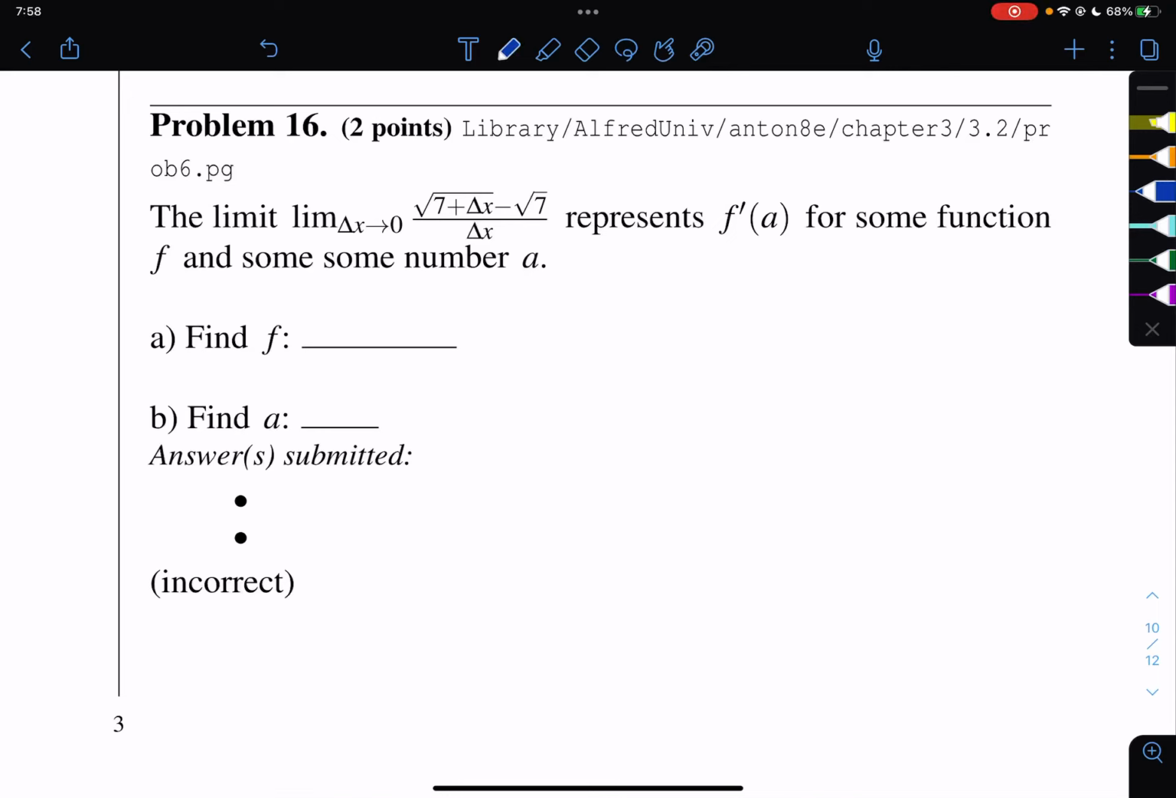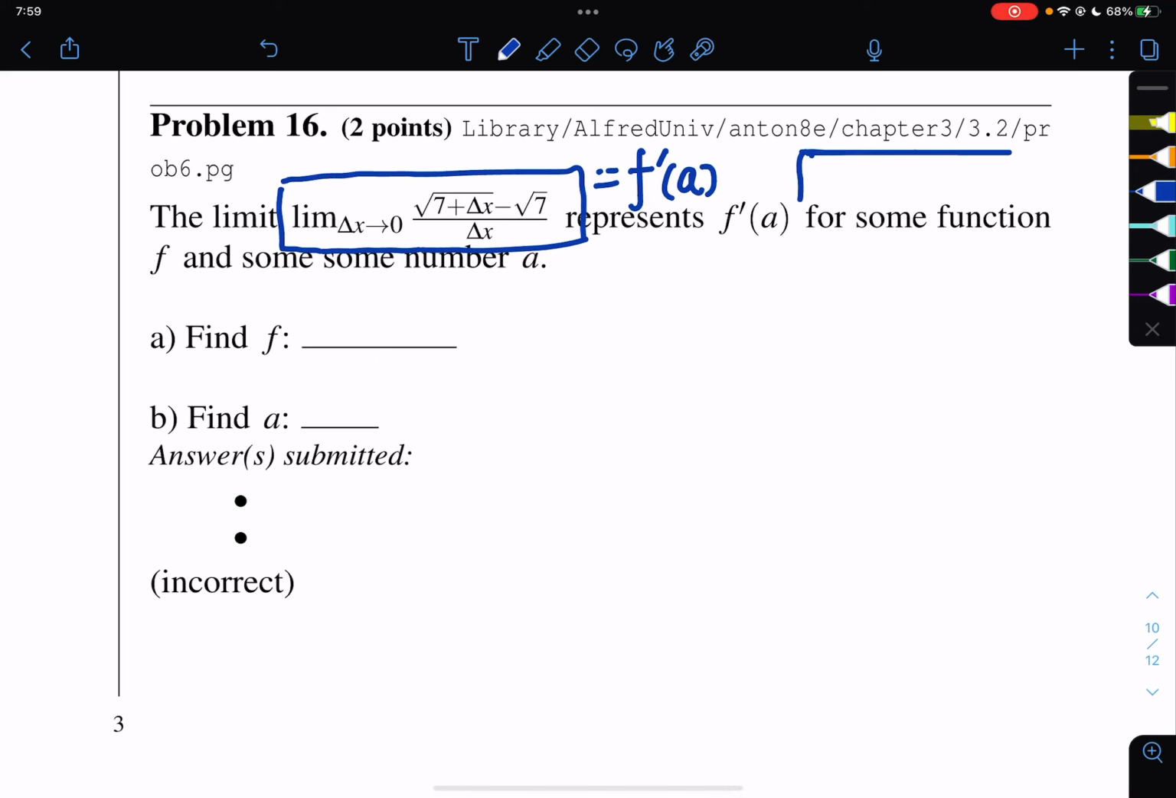We want to discuss problem number 16 in the homework, and they're basically saying I have a limit expression here. I don't want you to do calculation. I'm telling you it's equivalent to the derivative of a function at a particular point. So could you please tell me what exactly is the function and what exactly is the particular point?